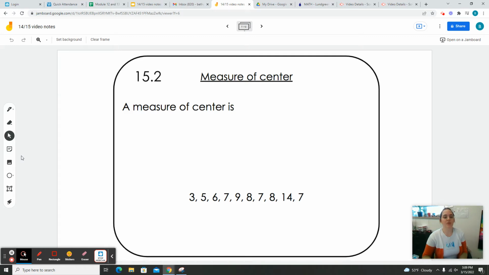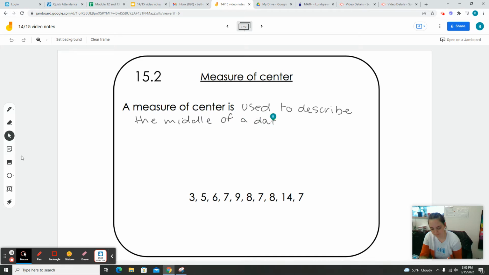Okay, so measure of center. For 15.2, a measure of center is used to describe the middle of a data set. Okay, so the middle of a data set.